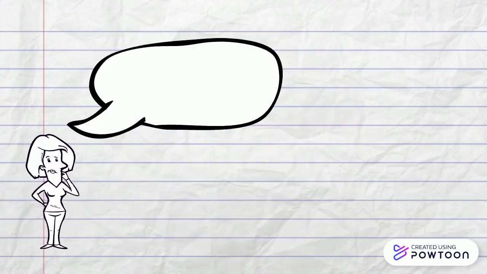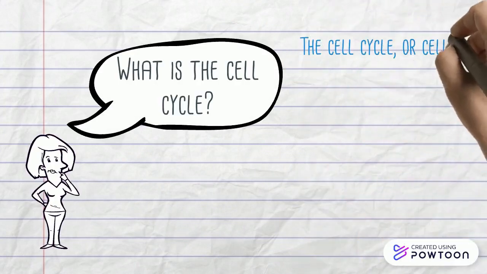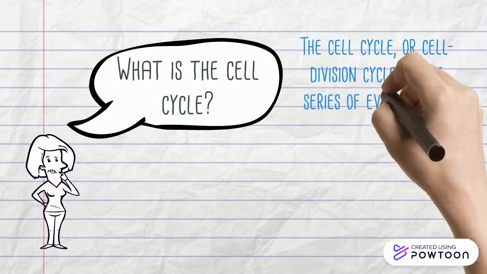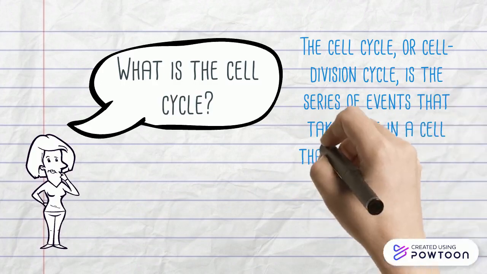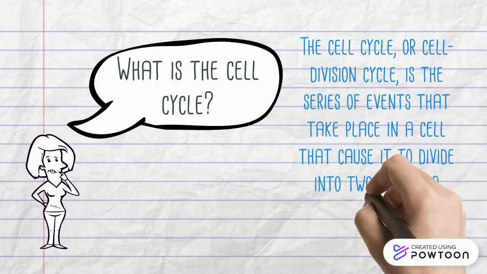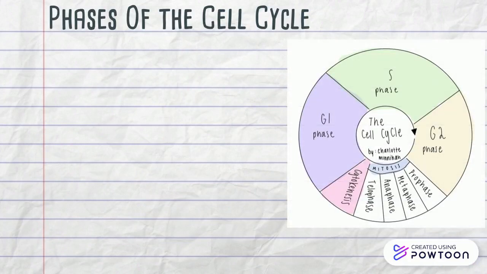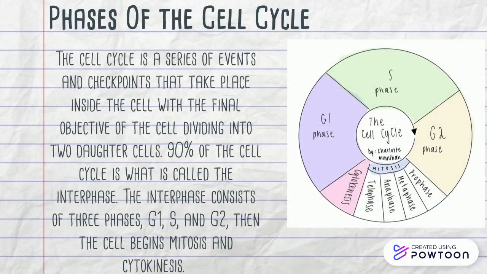You may be wondering what the cell cycle is. The cell cycle is the series of events that take place in a cell that cause it to divide into two daughter cells. The cell cycle consists of many different phases that all play a very important role in cell division.